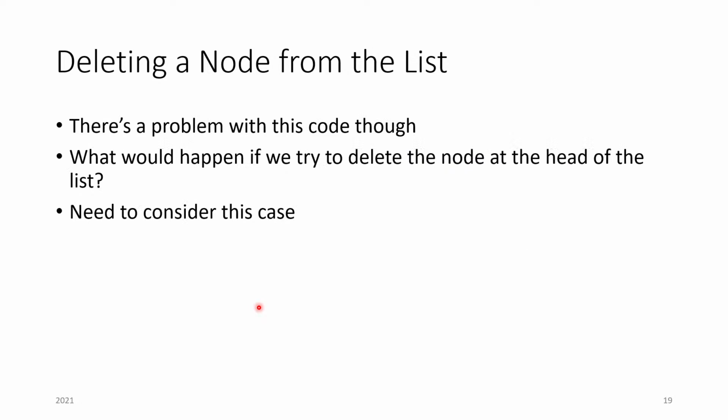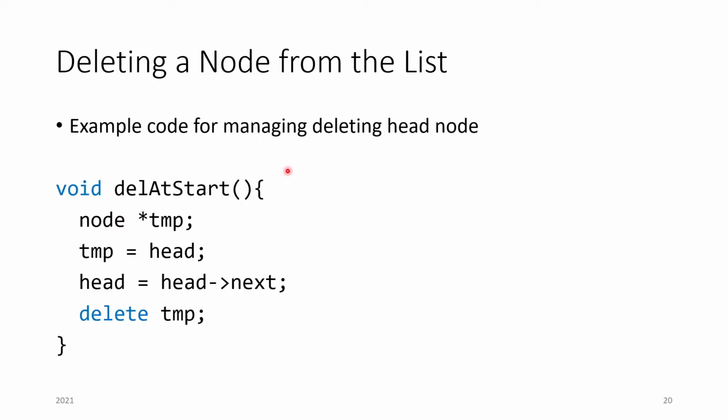Now, in this particular code, there's a problem because this does not consider if we try to delete the node at the head of the list. So, for this particular case, we're going to have to create a different method. And we can see here that the code for just deleting the node at the head of the list is only going to be 4 lines. It's very simple.